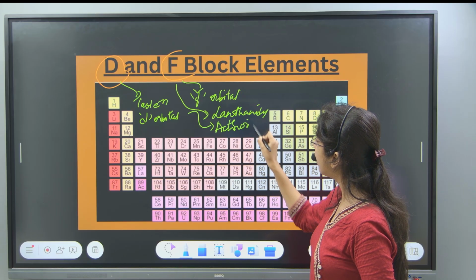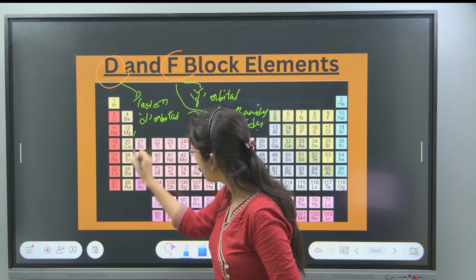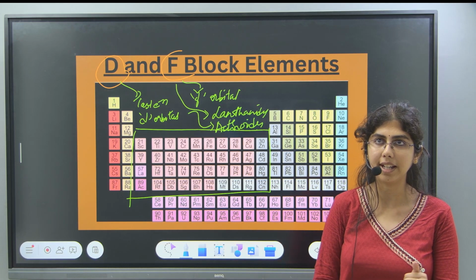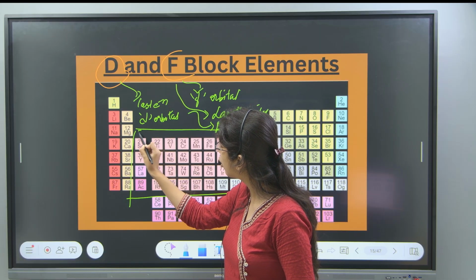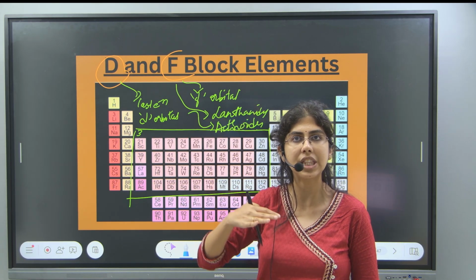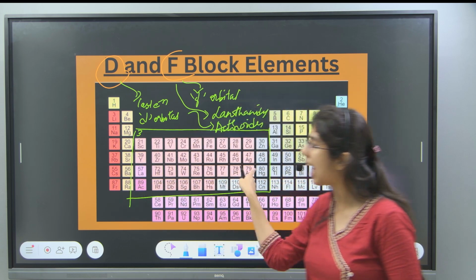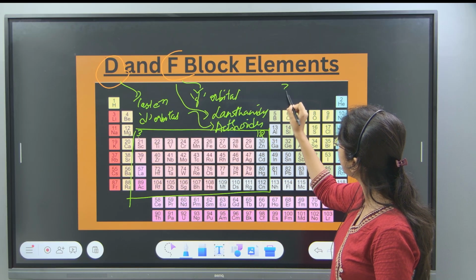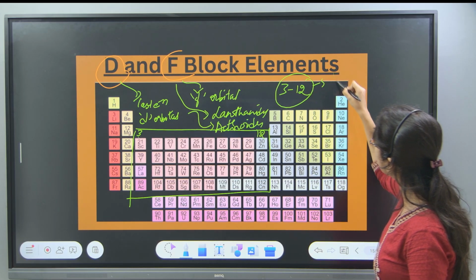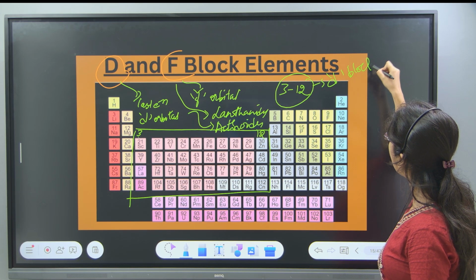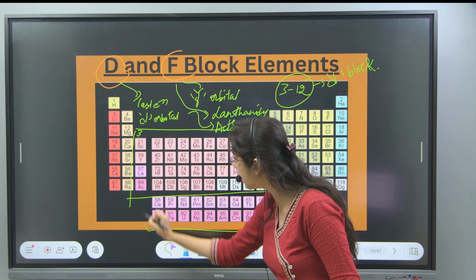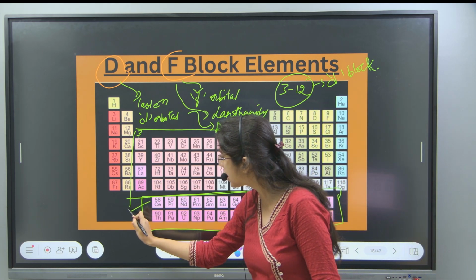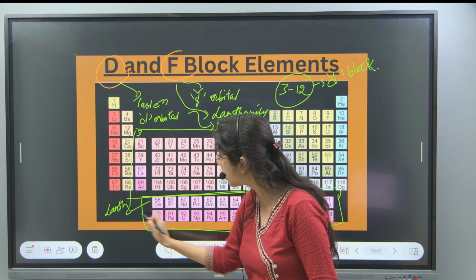Generally we see D block elements in the middle part of the periodic table. You know what a group is? The columns that we see in the periodic table are groups, and the rows are periods. So from the third group to the 12th group, 3 to 12, we see D block elements. And we see F block elements in the down part of the periodic table. This is lanthanoids and this is actinoids.